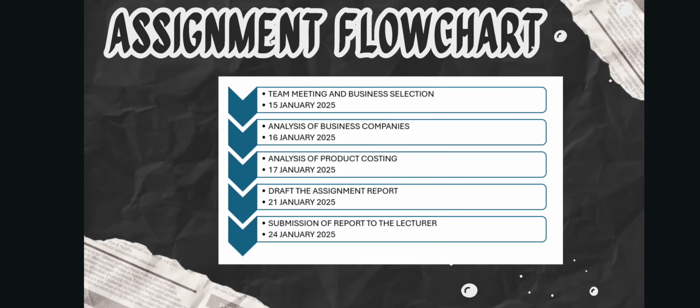So the assignment flow chart: the first step is team meeting and business selection on 15 January. Second, we go to analysis of business companies on 16 January. Then we go to analysis of product costing on 17 January. Then we draft the assignment report on 20 January. And the last one is submission of the report to the lecturer on 24 January.